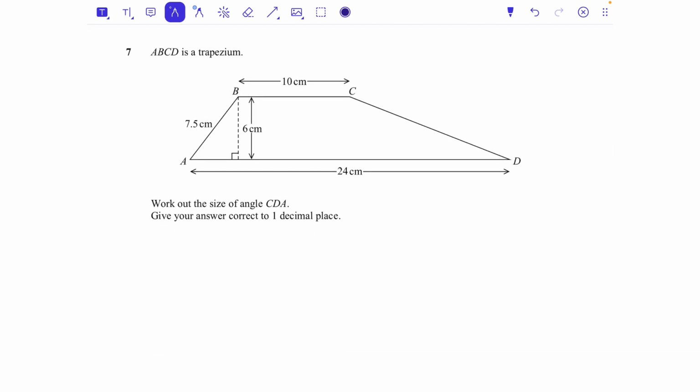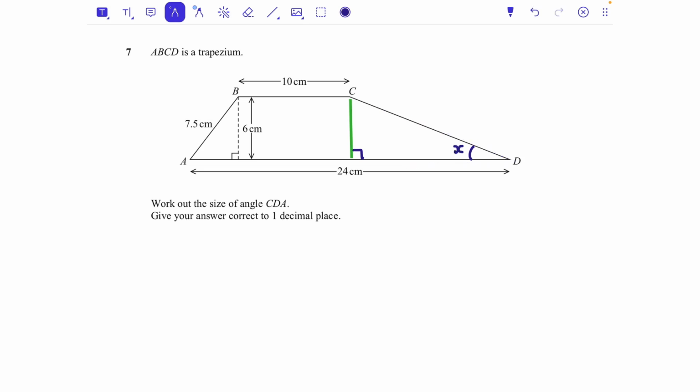Question number 7. ABCD is a trapezium. Work out the size of angle CDA. So CDA, I'm going to fill in the line of that. So let's draw a line going down here. And we know that that makes a right angle. So I've got a triangle here. Now the angle they've asked me for, CDA, if I go from C to D to A, it's making an angle there. So that's the angle that I'm after.